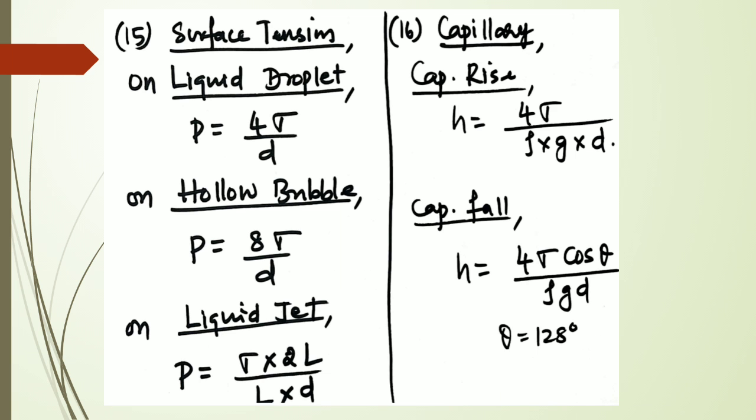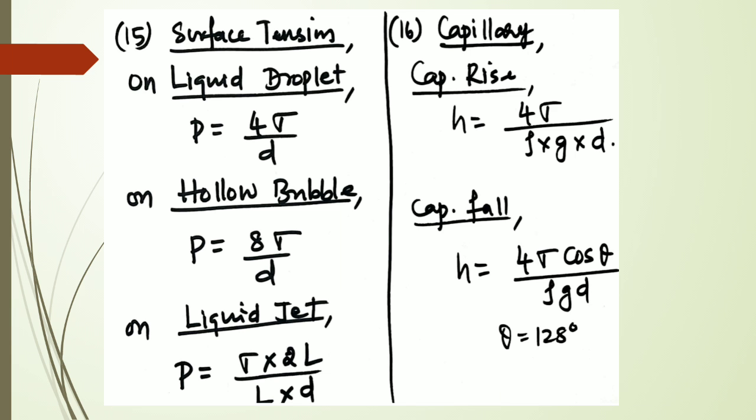Surface tension. There are three cases: one is a liquid droplet, one is a hollow bubble, and one is a liquid jet. Clearly it will be mentioned in the problem: a liquid droplet or a soap bubble. A hollow bubble can be called a soap bubble. A liquid jet. If it is mentioned clearly, then according to that you have to substitute the equation.